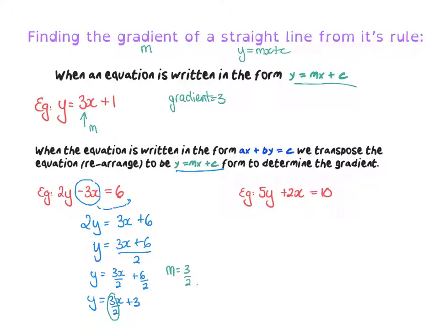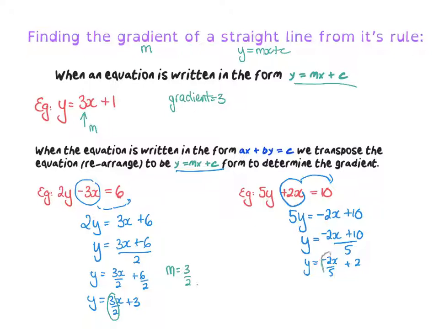We're going to rearrange it. So I'm going to move this over the equal sign. So I'm left with negative 2x plus 10. Then I'm going to move the 5. It's timesing that side, so it will divide on the other. So I could write that as negative 2x over 5 plus 2, because 10 divided by 5 is 2. So the gradient in front of that one, so for this graph, is negative 2 over 5.